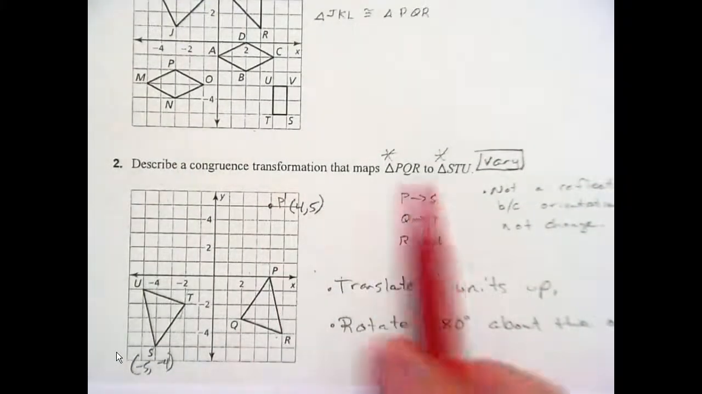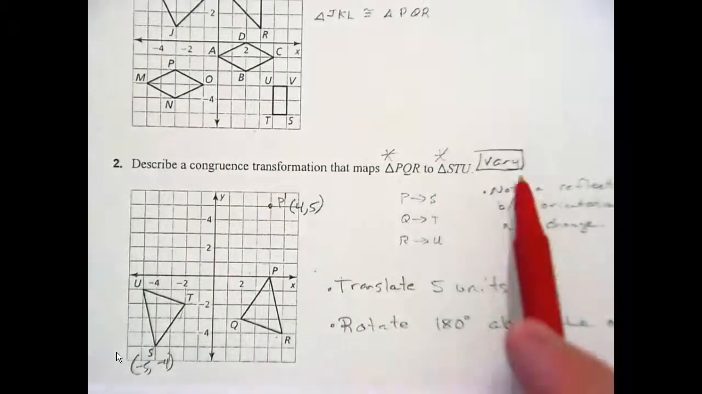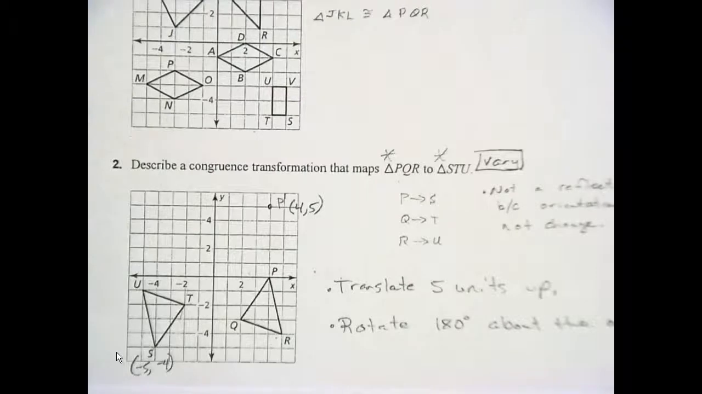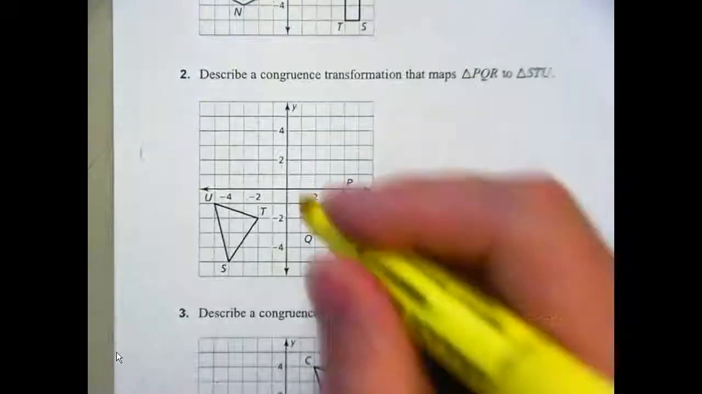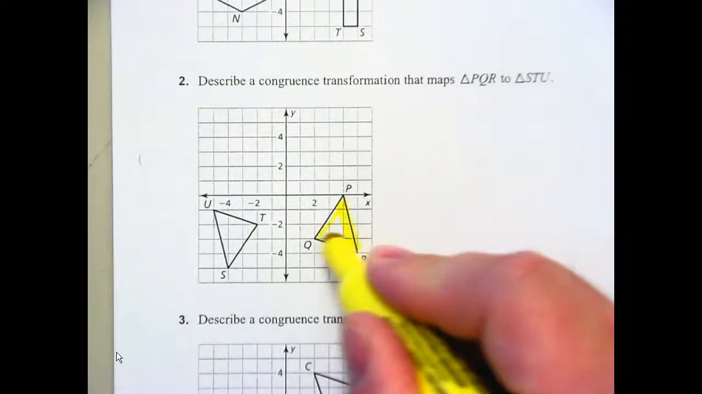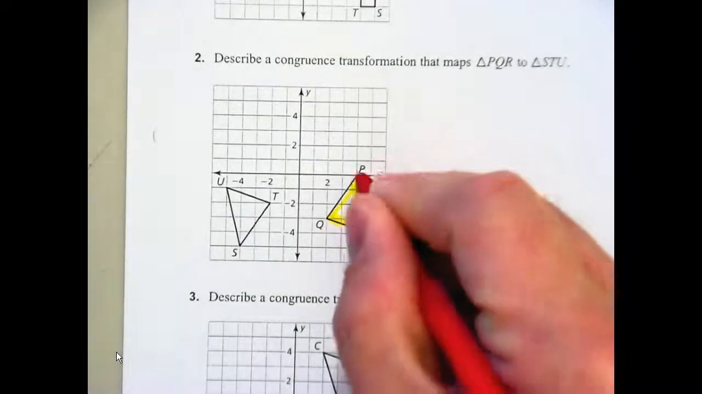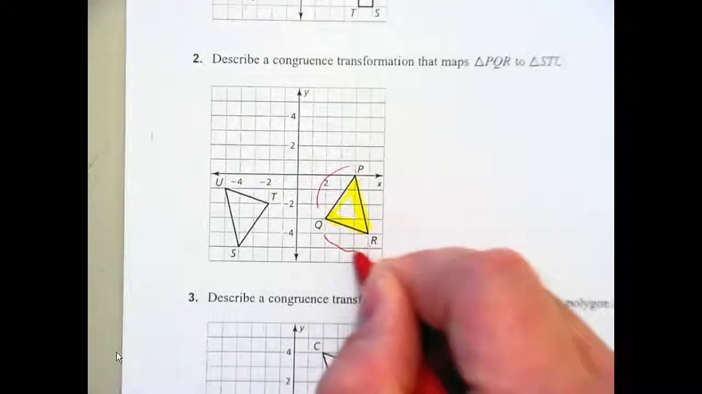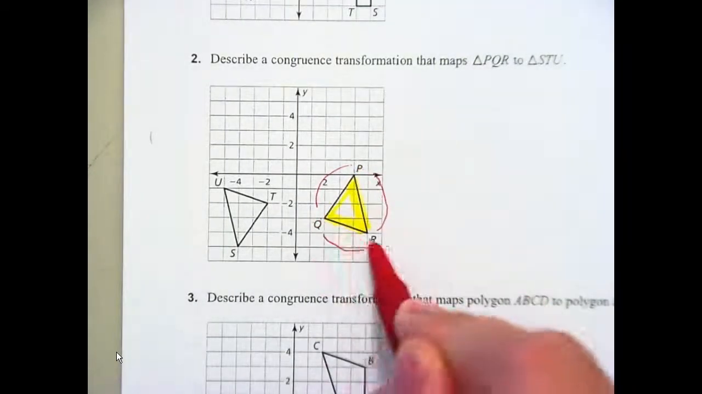Number 2, describe a congruence transformation that maps PQR to STU. Now, the thing you really have to do here, and this one I think is one of the more difficult ones here. The thing you have to do, and let me put up a clean sheet here. Say on your original figure, note that when you look at PQR, so going alphabetically here, are you going counterclockwise or clockwise? When you're reading them, you're going PQR. That's counterclockwise.